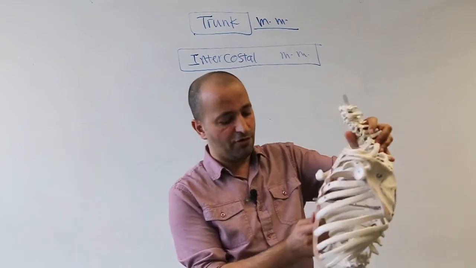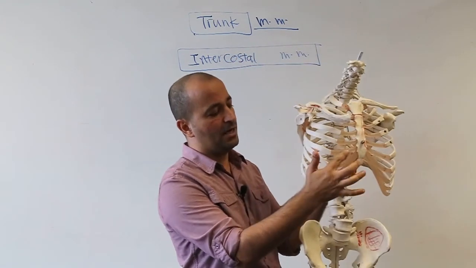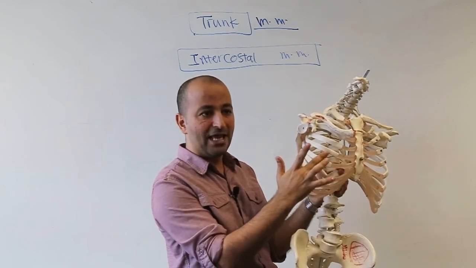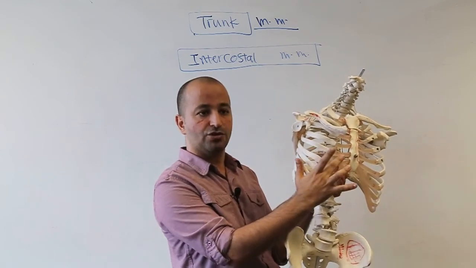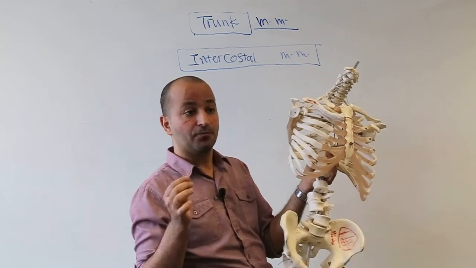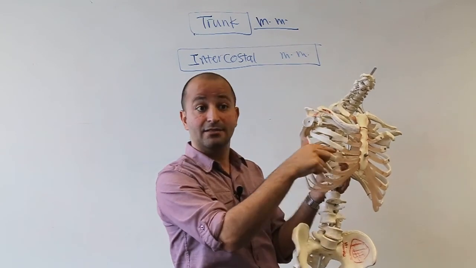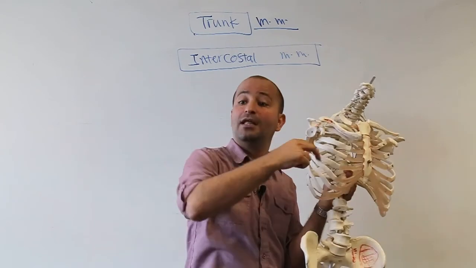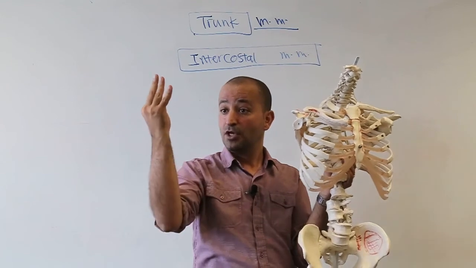When I touch the ribs right here, you see the space here? If I touch right here, there is one layer of muscles. This is the external layer. And then if I take it out, I see another layer inside. If I take it out again, I see another layer inside. So how many layers? Three layers.